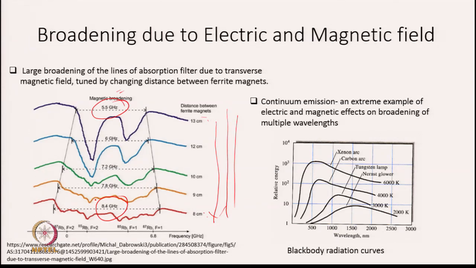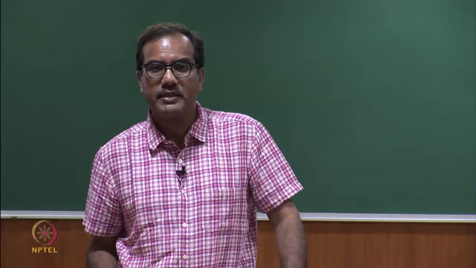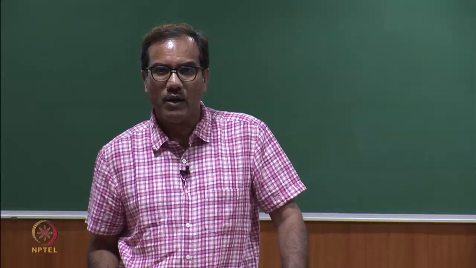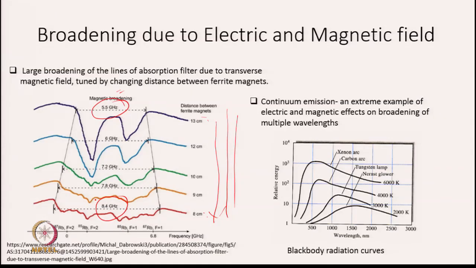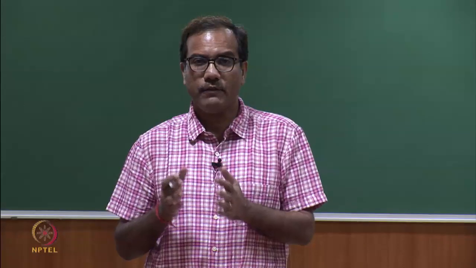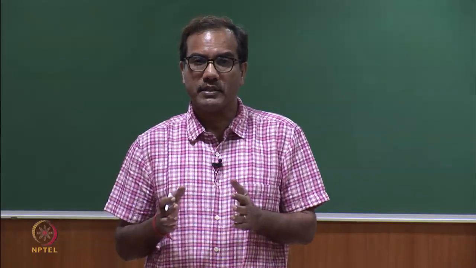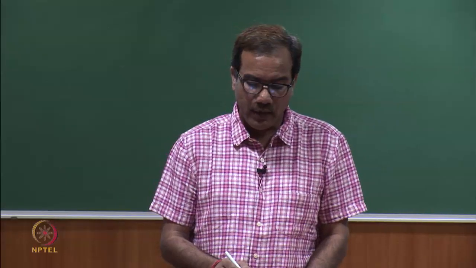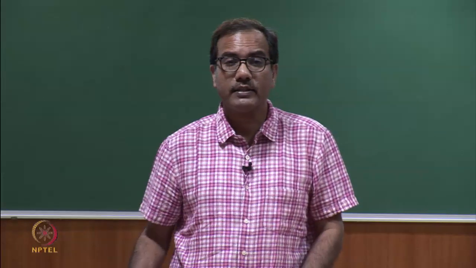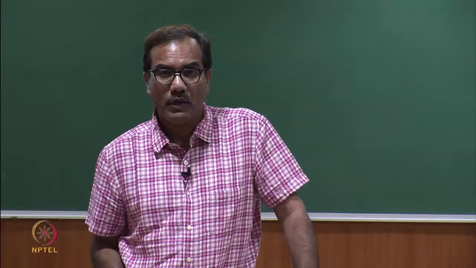broadening of peaks. Continuous emission is an extreme example of the effect of electric and magnetic fields on broadening of multiple wavelengths, and these are the black body radiation curves for different kinds of lamps at different temperatures. So, these are a few of the factors which affect the resolution of the peaks or broaden the peaks. And so, it is important to understand what the factors are which can affect the broadening.